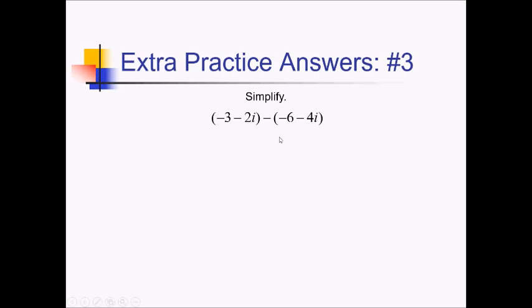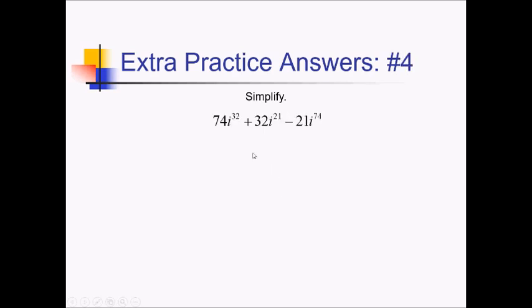To subtract these complex numbers, we need to distribute and combine like terms. First parentheses, we can lose for free because there's just a positive 1, invisible 1, being multiplied by that. So just negative 3 minus 2i. This next parentheses, we have to multiply everything in here by a negative 1 because of this negative here. So this is going to be a plus 6 plus 4i. And now combining like terms, negative 3 plus 6 gives us positive 3. Negative 2i plus 4i gives us positive 2i.